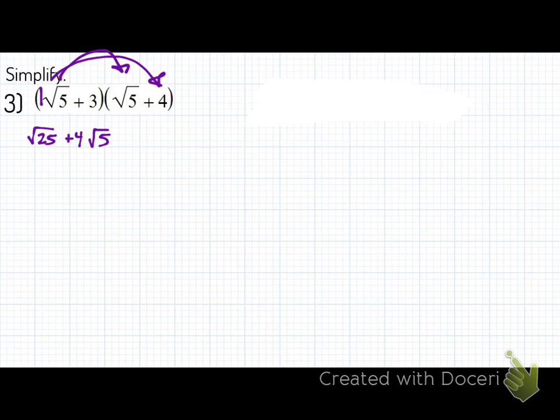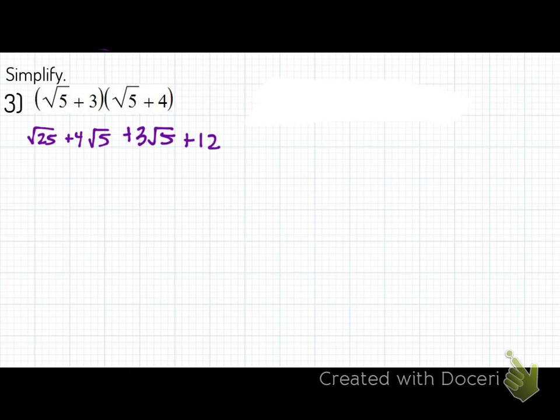Pause the video here. Finish the problem. Eyes up here. Okay, so I would now multiply. We got positive 3 times rad 5 is positive 3 rad 5. And then positive 3 times 4 is positive 12, right? This is what I just did. This step and then this step. Y'all see that? Okay.